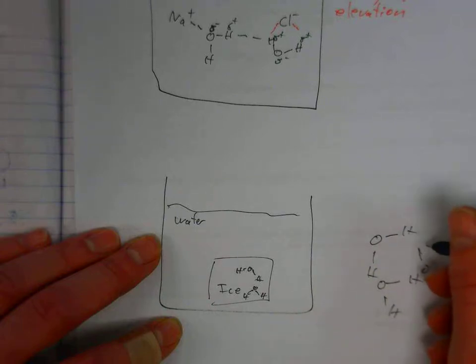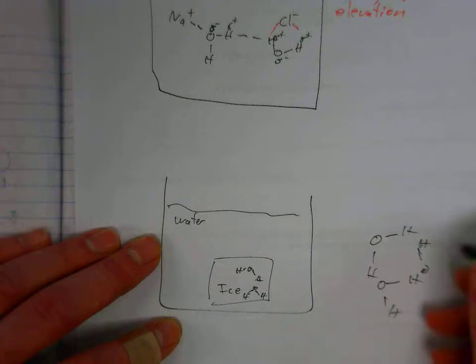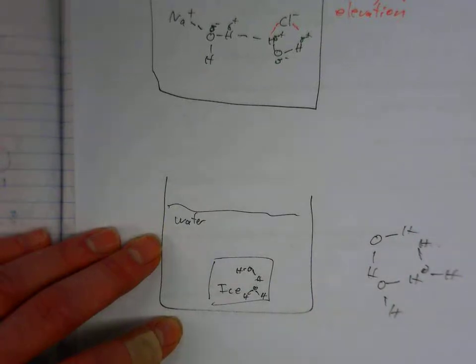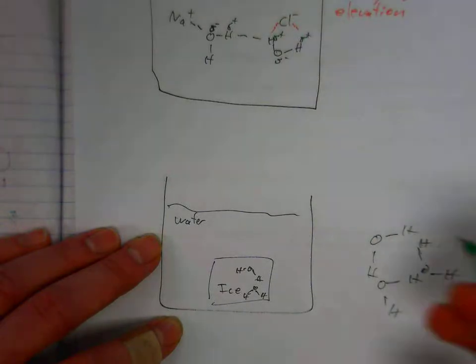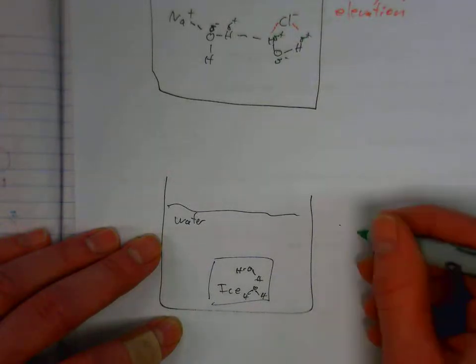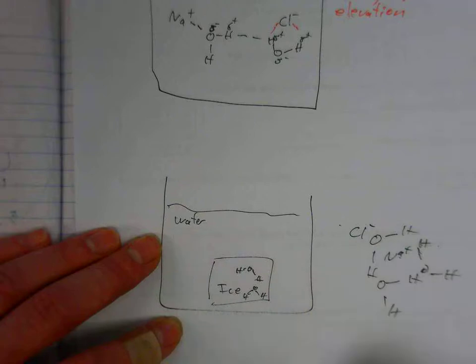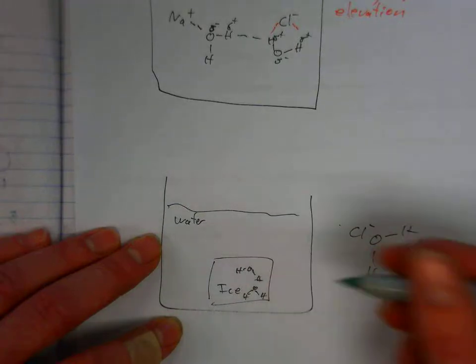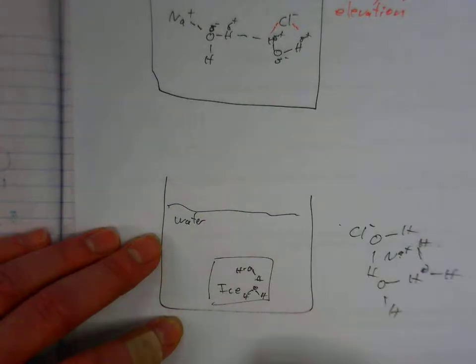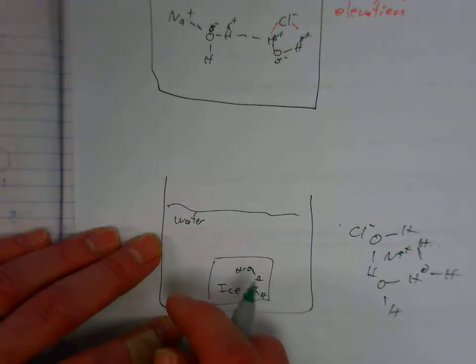Now, solute particles get in the way, and they sort of disrupt that pattern. So this makes it require a lower temperature in order for it to freeze. And that's called freezing point depression.